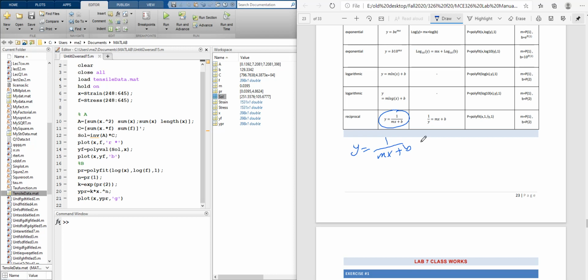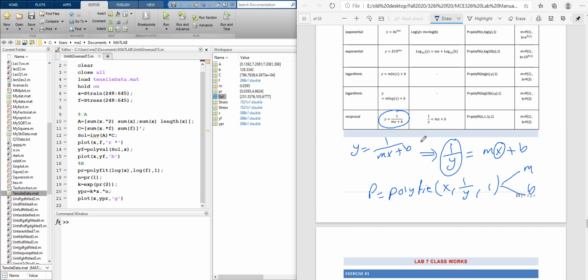So let me do the following. This one can be written in the form of 1 over y equals mx plus b. That means the relation here is linear, but between x and 1 over y. So I will use polyfit, p equals polyfit. I want to fit the data in the x-axis, it is x, and the y-axis, 1 over y, first order. So this polynomial will return the value of m and the value of b directly. That's it. See, this is in general how we can use the reciprocal.